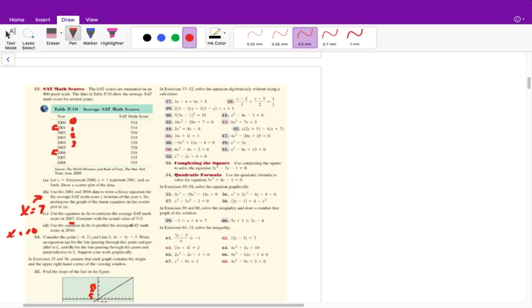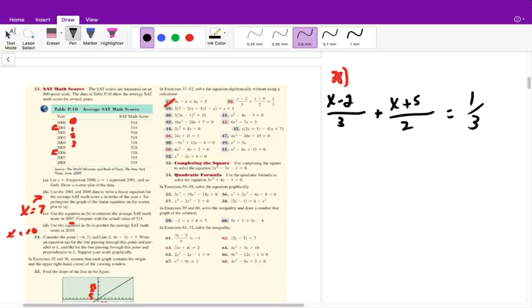All right, I'm going to go through some of these. I'm going to skip 37 because this one hopefully you're able to do. For number 38, all right, I'm going to do 38. So for 38, you have (x minus 2) over 3 plus (x plus 5) over 2 is equal to 1/3. So we have fractions.